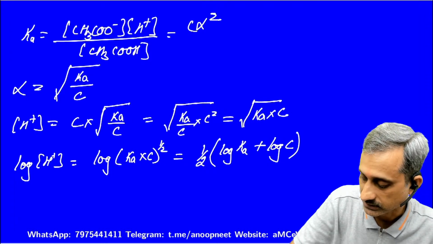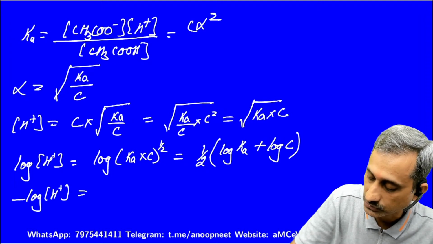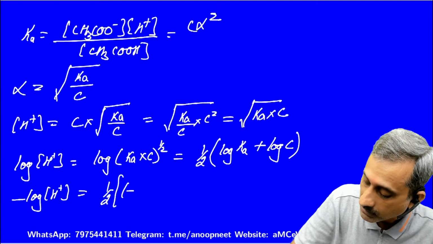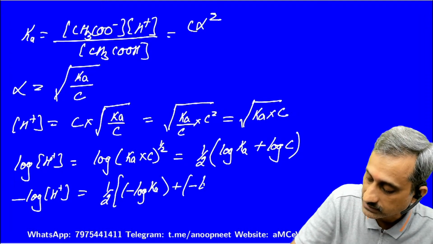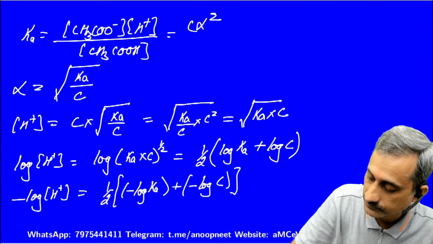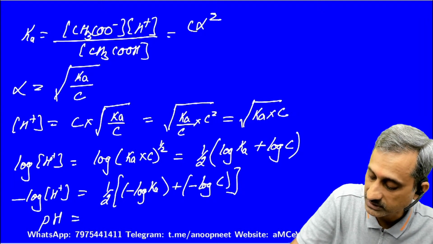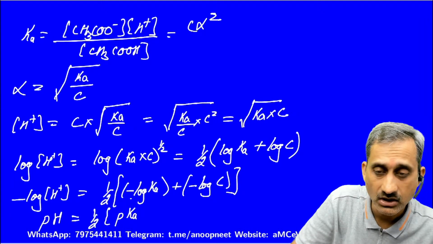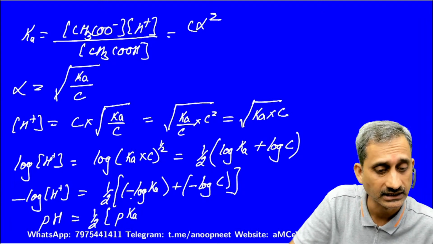We have to make it a negative log. So minus log of concentration of H plus would be equal to 1 by 2 bracket minus log Ka plus minus log C. So here it comes out to be pH. Now pH would be equal to 1 by 2 bracket minus log of Ka, which is pKa, minus log C. With C, concentration can be greater than 1 as well, so with concentration we do not put a p.